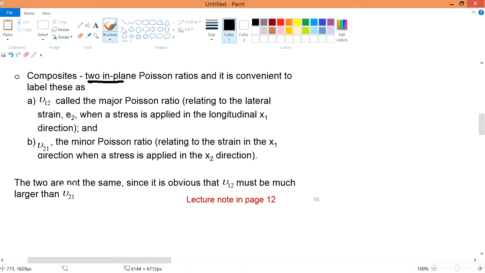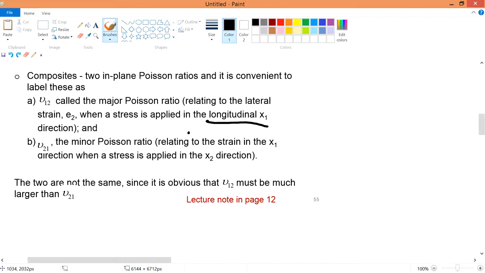As the name suggests, 2 in plane, so it's just a 2 in plane Poisson ratio. So it's a 2D in plane, I believe. Therefore it is convenient to label things in terms of Poisson ratio 12 and Poisson ratio 21. And 12 is the major, while the 21 is the minor. Whenever you see 12, it tells you about the longitudinal, because it starts with the 1. If it's talking about 2, then it's talking about the 2 direction, which is the transverse.